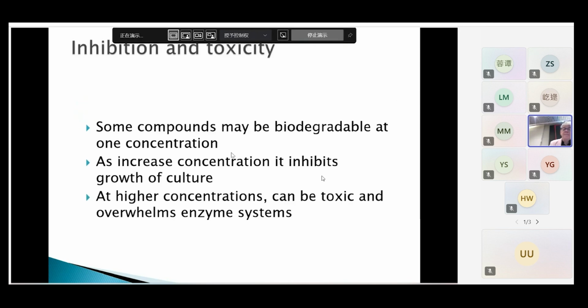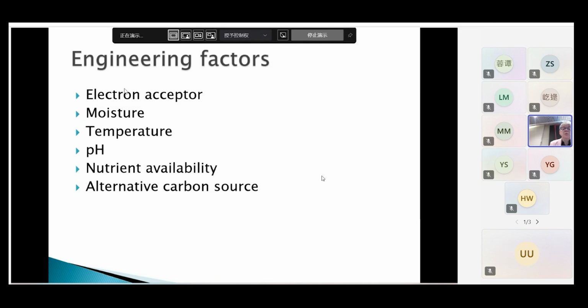So yeah, what we're interested in as engineers. The microbial people will be concerned with what type of bacteria you have. As engineers, you're more concerned about what kind of conditions you have at the site and what we can do to make the conditions favorable for the biodegradation to occur.